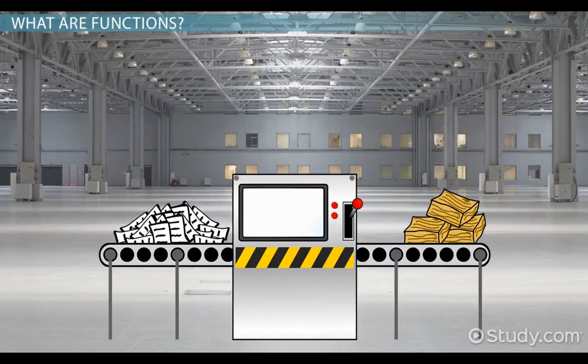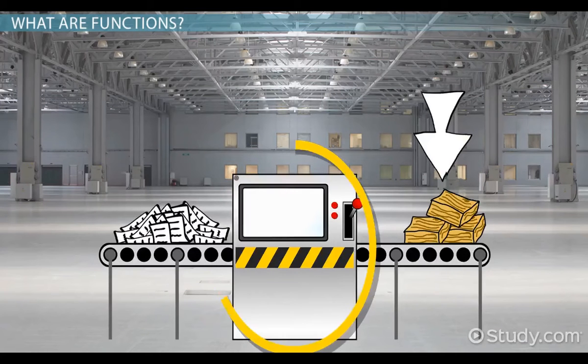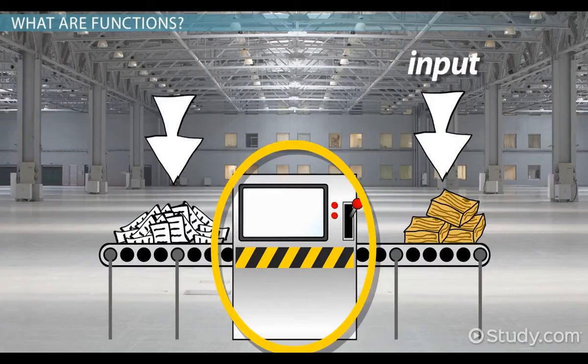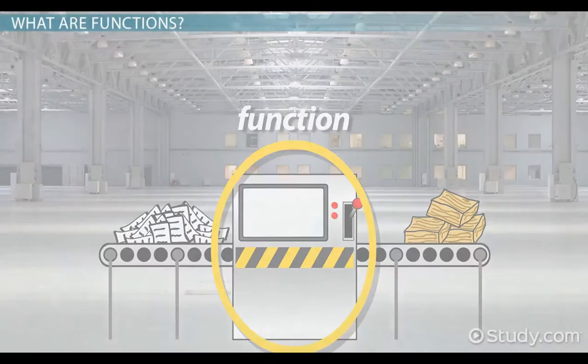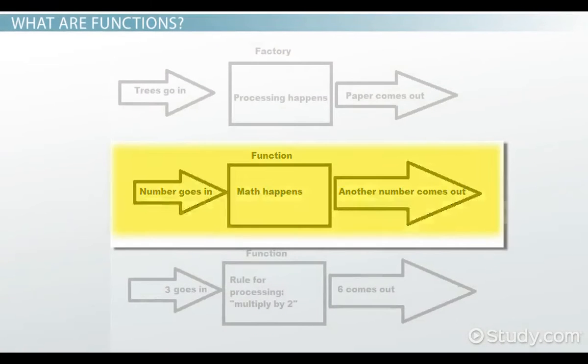The dead trees go into the factory and they're processed on the equipment. Then paper comes out of the factory and into your printer. The trees are the input and the paper is the output. The specific kinds of equipment in the factory control the process of turning the input into the output. A function is just like a factory, except the raw materials are numbers and the processing is doing math with them.